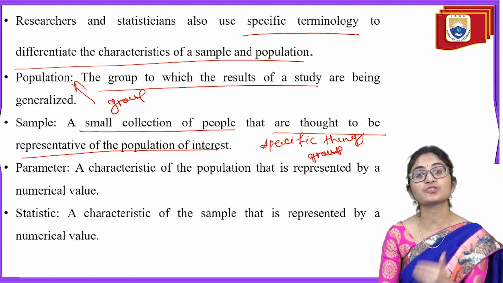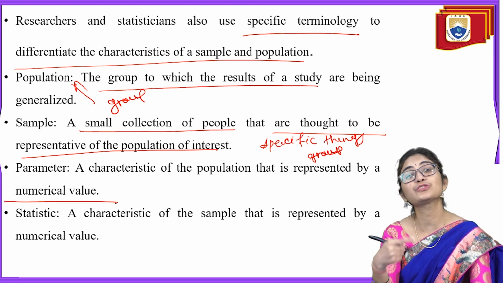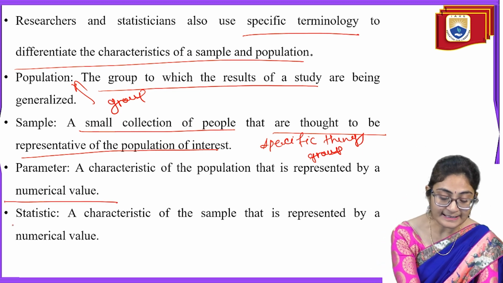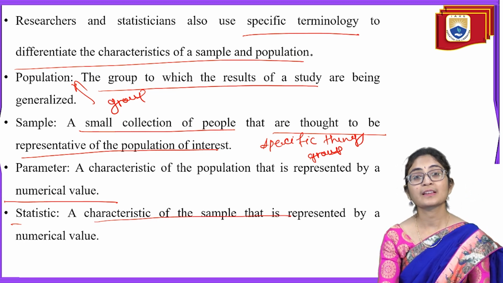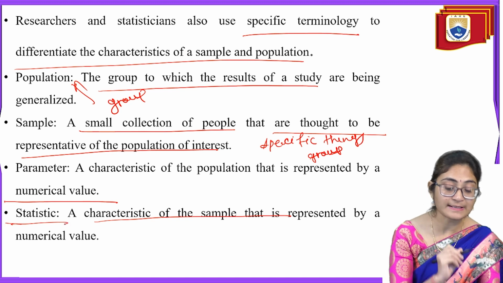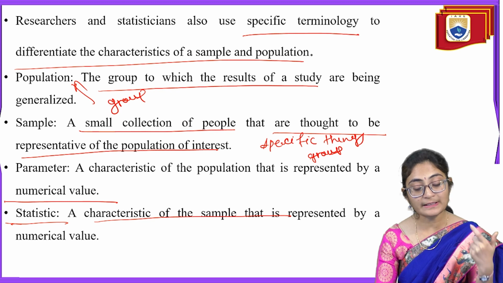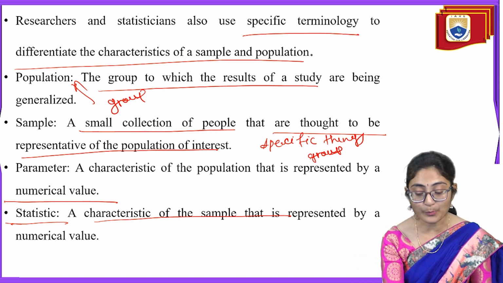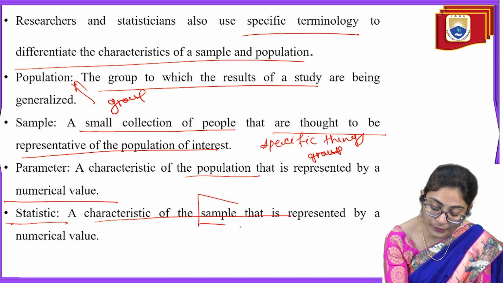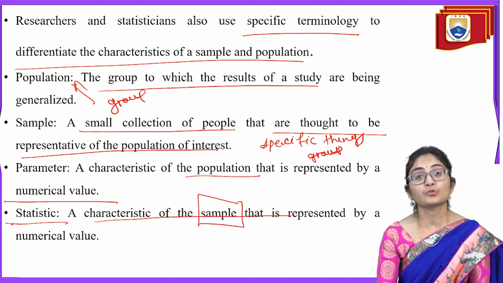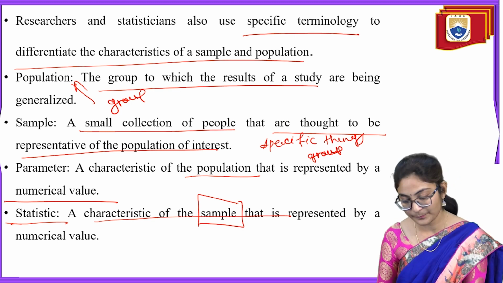And what is meant by a parameter? The characteristic of the population that is represented by a numerical value is your parameter. And a statistic is the characteristic of the sample that is represented by a numerical value. When we have to represent the parameter, we use the population. When we have to represent the statistic, we use the sample. So both population and sample are very important in our point estimation.